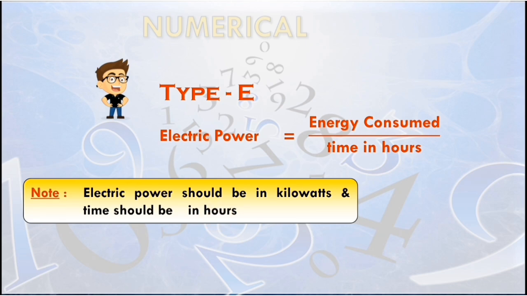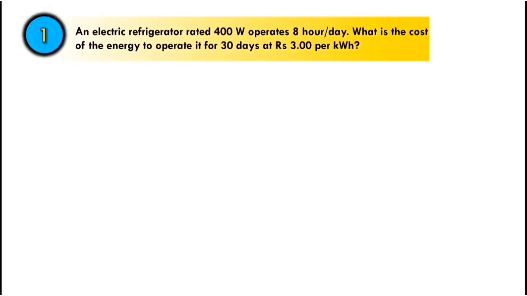Am I clear? Okay, now see question number 1. An electric refrigerator rated 400 watt operates 8 hours per day. What is the cost of the energy to operate it for 30 days at rupees 3 per kilowatt hour? So in the question, power is given, time is given and cost is given. So we have to find out the energy consumed. So we have to find how much energy is consumed.